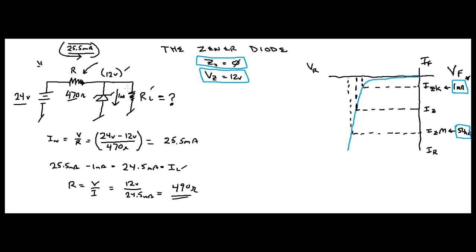All right. So that looks like it's going to be about it. I hope this video has been helpful to you to understand Zener diodes. Remember, the Zener diode is reverse biased in operation, and it's used to maintain a voltage. All right. And they are used in many places in circuits.